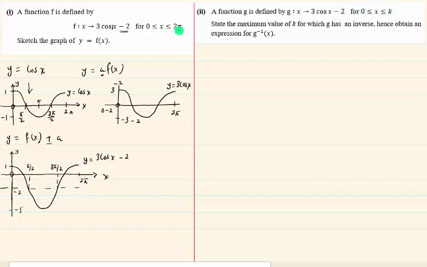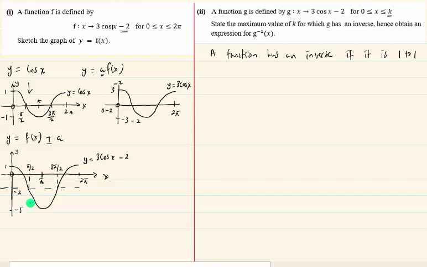It's no longer going to be from 0 to 2 pi. Now we need to determine the value of k for which g has an inverse. And now you need to remember that a function has an inverse if it is 1 to 1. Now, having a look at the graph that we have just sketched here, we know that it's going to bottom out here at pi radians.